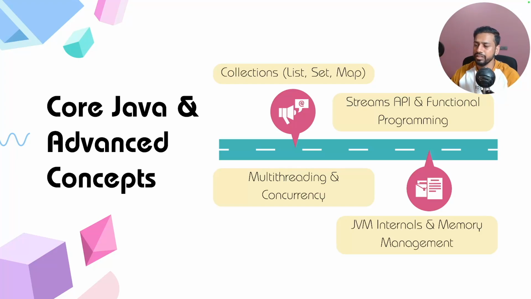Alright, then we have core Java and advanced concepts. Once you understand the basics, it's time for core Java and advanced topics. We have topics like the collections framework, which includes list, set and map. Then we have multi-threading and concurrency. Then we have the Streams API and functional programming, which came in Java 8, again new functionality coming through a particular Java version. Then you have JVM internals and garbage collection, along with design patterns in Java.